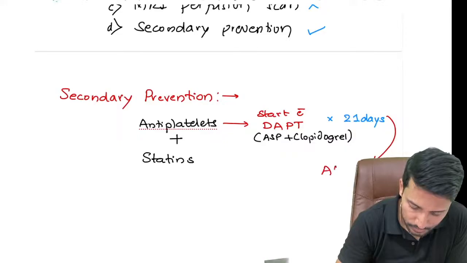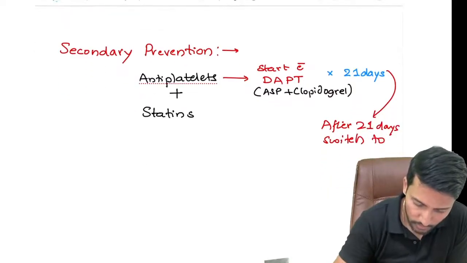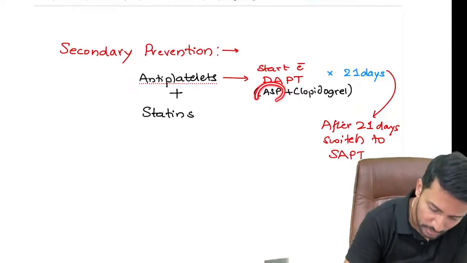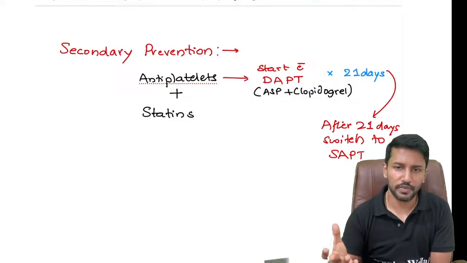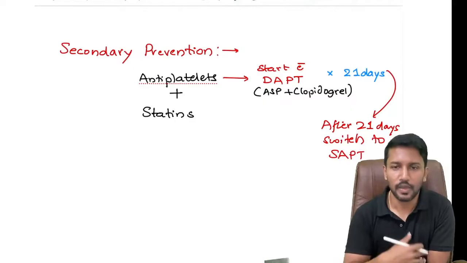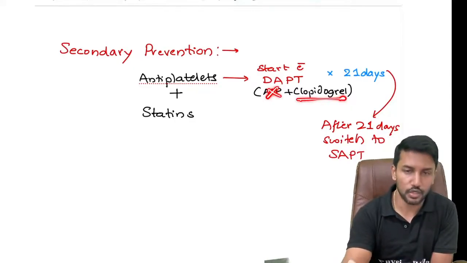After 21 days, we switch to single antiplatelet therapy. We call it as SAPT or single antiplatelet therapy. आप या तो aspirin continue कर सकते हो or you can continue clopidogrel. Depending on patient factors, whichever is suitable, you can continue. Like if patient has got peptic ulcers or if patient has got gastritis, you can skip aspirin and you can continue with clopidogrel.